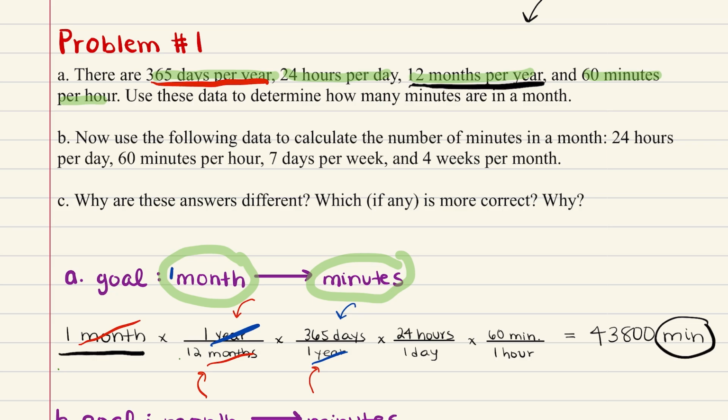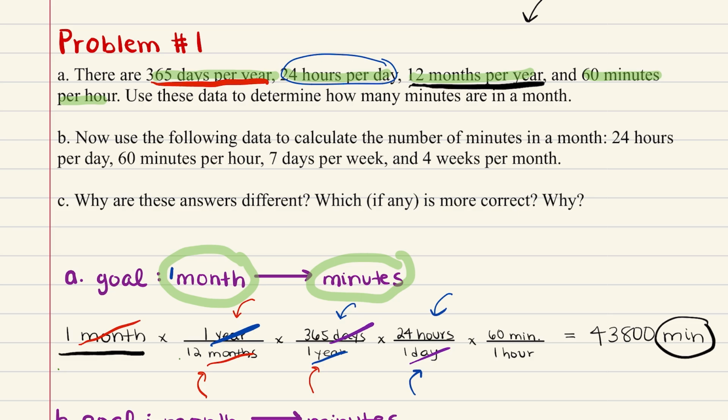Okay, what's the next conversion factor that we can use to cancel out the unit day and get one step closer to getting units of minutes? Well, we can use this relationship, 24 hours per day. We can write 1 day in the denominator, 24 hours in the numerator, and notice that day cancels out. Now we have units of hours.